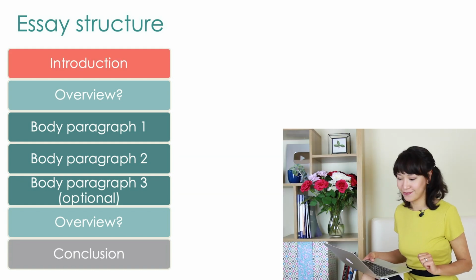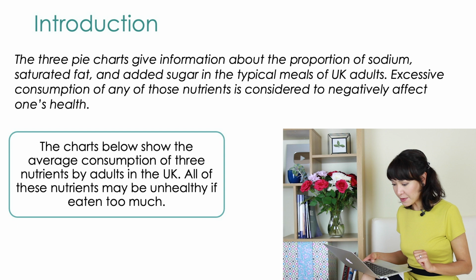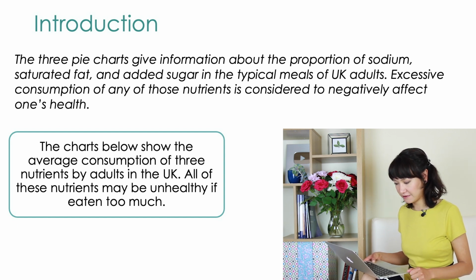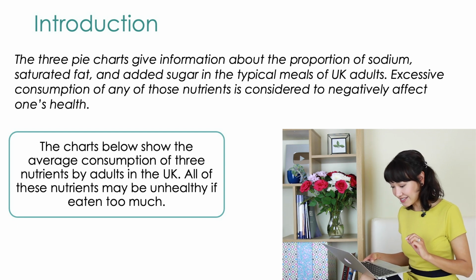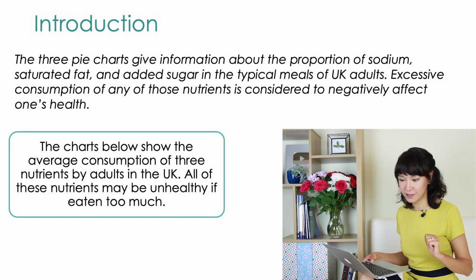Here is my introduction. The 3 pie charts give information about the proportion of sodium, saturated fat, and added sugar in the typical meals of UK adults. Excessive consumption of any of those nutrients is considered to negatively affect one's health. In my introduction, I simply paraphrased the task and we could compare them. The task says, the charts below, and I said, the 3 pie charts. I simply added some words.